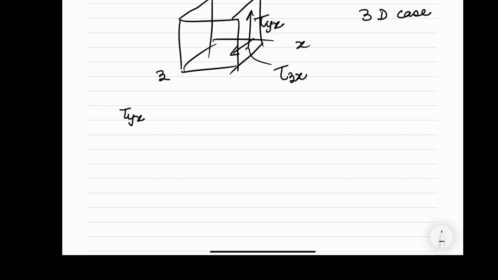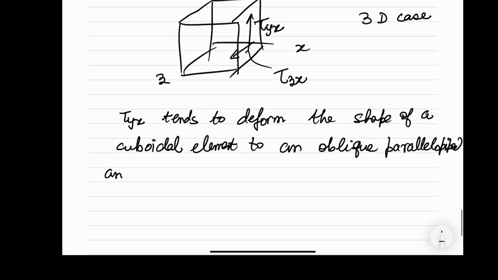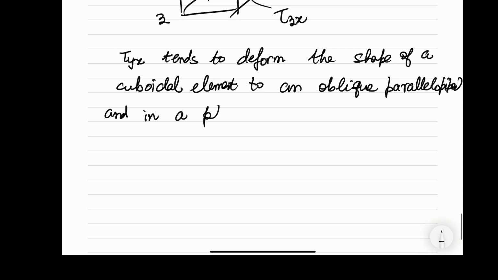What does tau yx tend to do? It tends to deform the shape of a cuboidal element to an oblique parallelepiped, and in a planar case, from square to a rhombus.